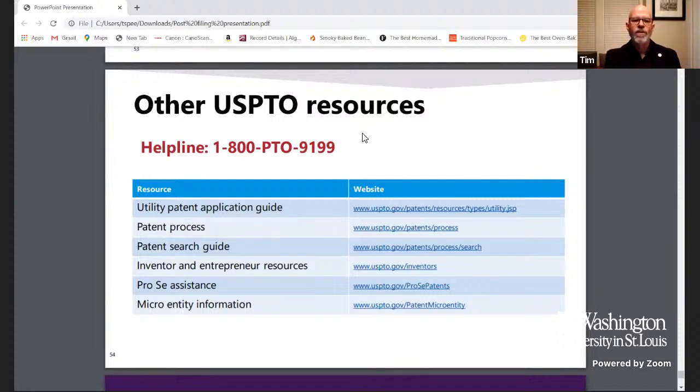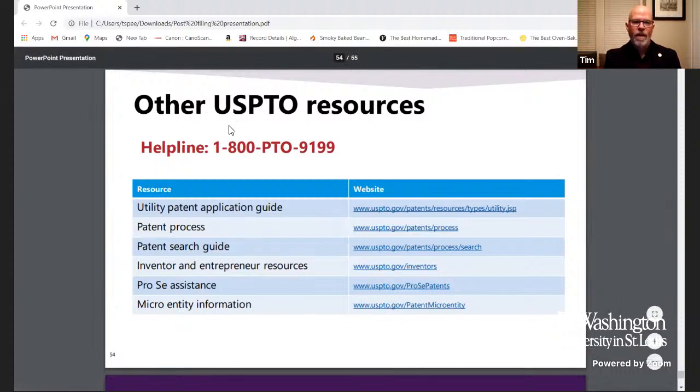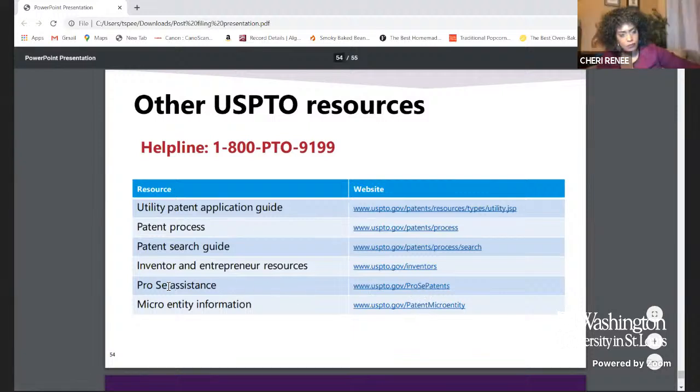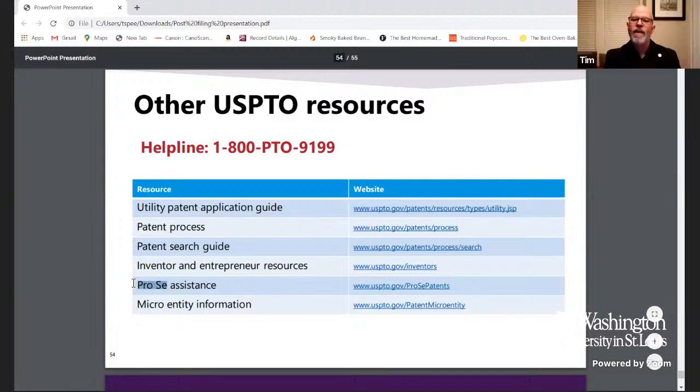These are some other resources. I think James had put this up. This will be a valuable resource for you. It has, again, our helpline number. Then for some specific things, information on microentity status. For pro se, again, pro se simply means you're filing without the assistance of an attorney. And a bunch of other resources here.